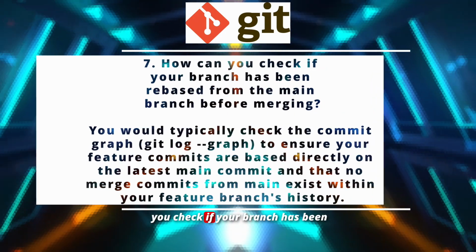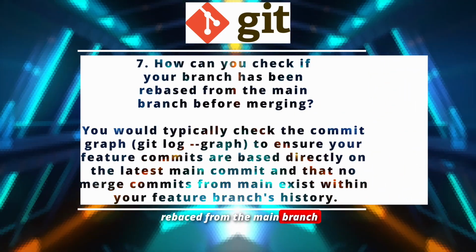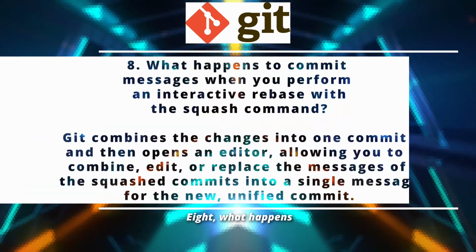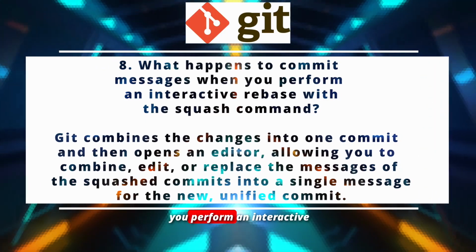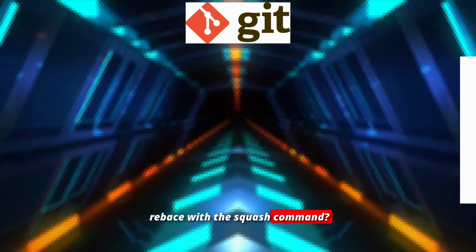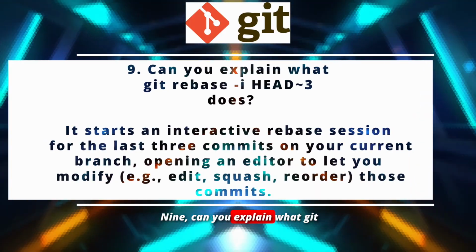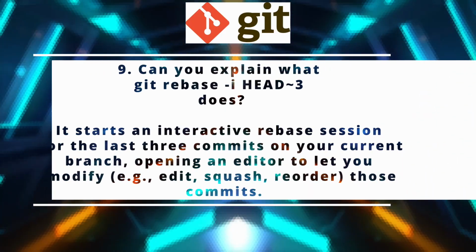7. How can you check if your branch has been rebased from the main branch before merging? 8. What happens to commit messages when you perform an interactive rebase with the squash command? 9. Can you explain what git rebase -i HEAD~3 does?